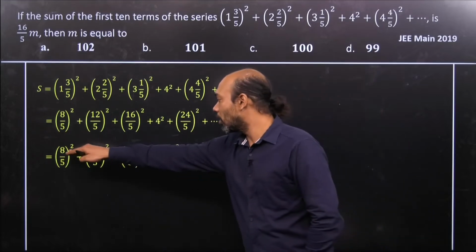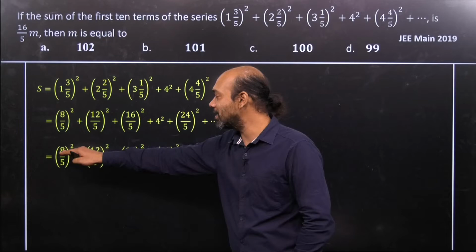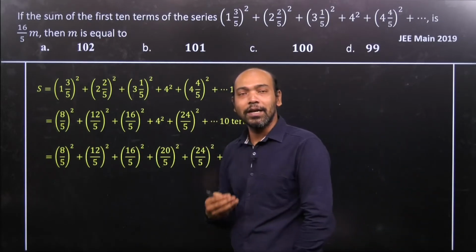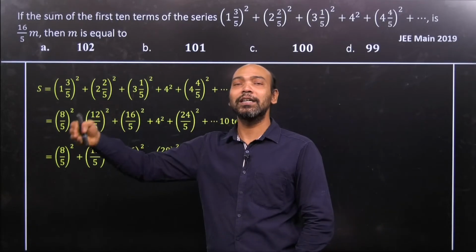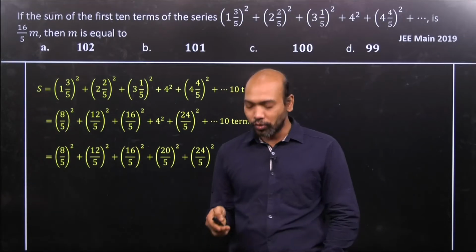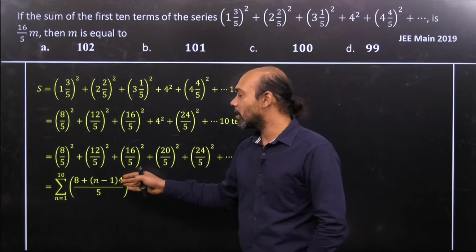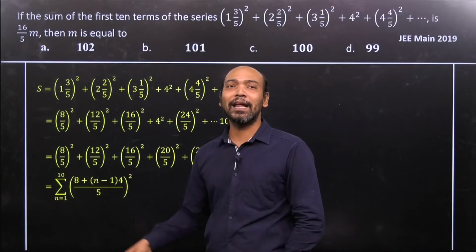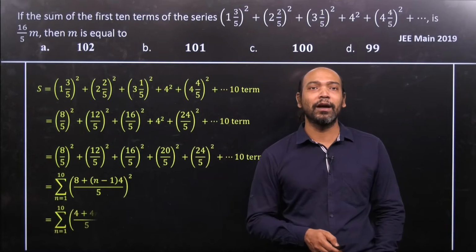The numerator is an AP series where the first term is 8 and the common difference is 4. Therefore the general term can be written as 8 plus (n minus 1) multiplied by d, that is 4. So this can be written as the sum of (8 plus (n minus 1) times 4) divided by 5, whole square. The numerator can be simplified a little, which gives (4n plus 4) whole square divided by 5.